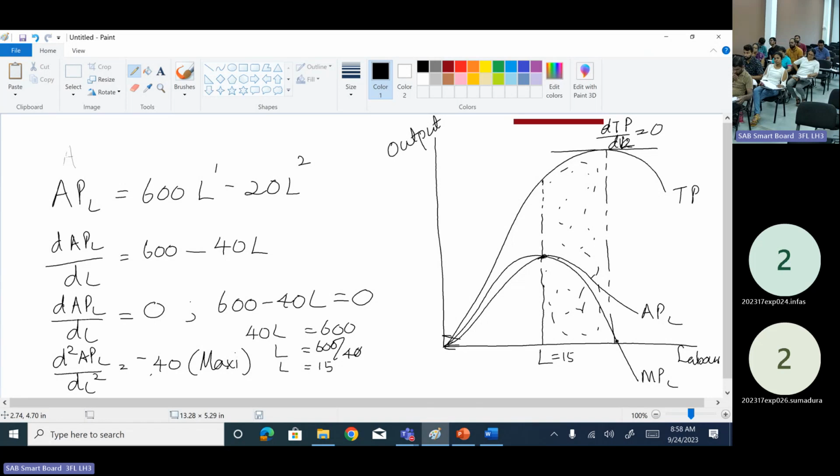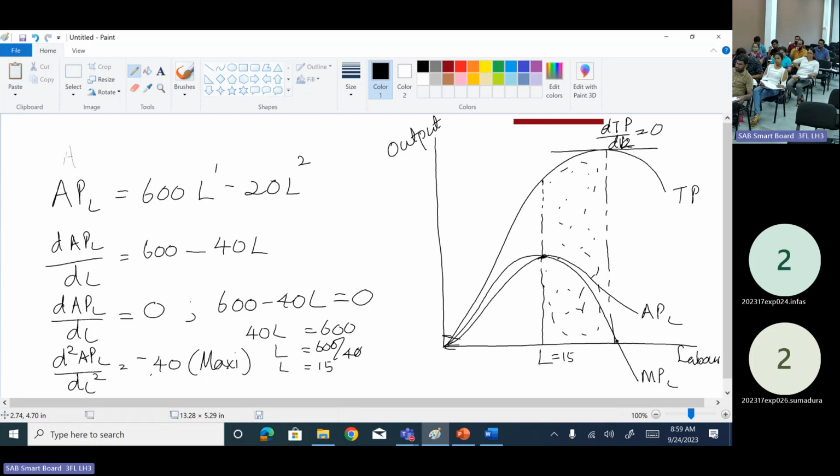Well, you know, we are talking about maximizing the average productivity, right? So this confirms that average productivity is maximized at this labor input when we hire 15 labor hours. So that is one thing, right?